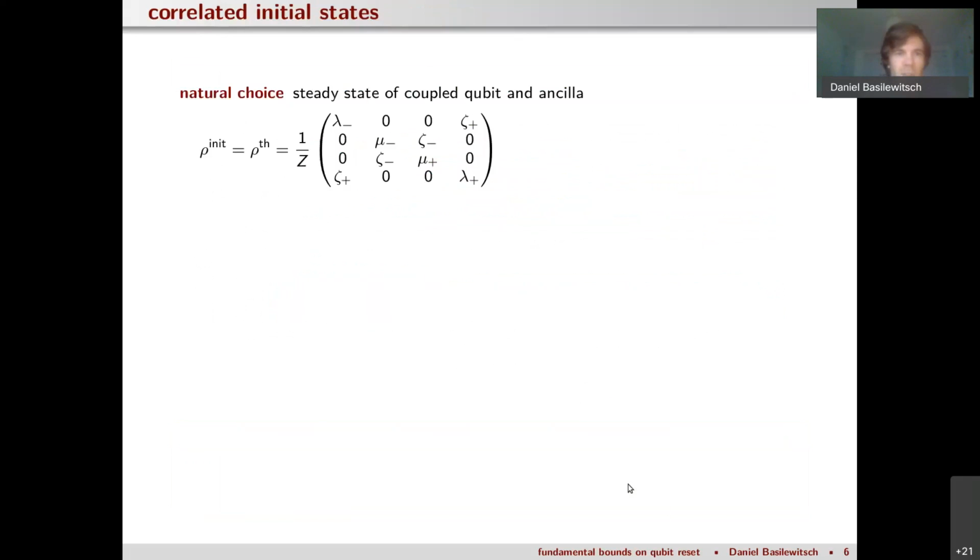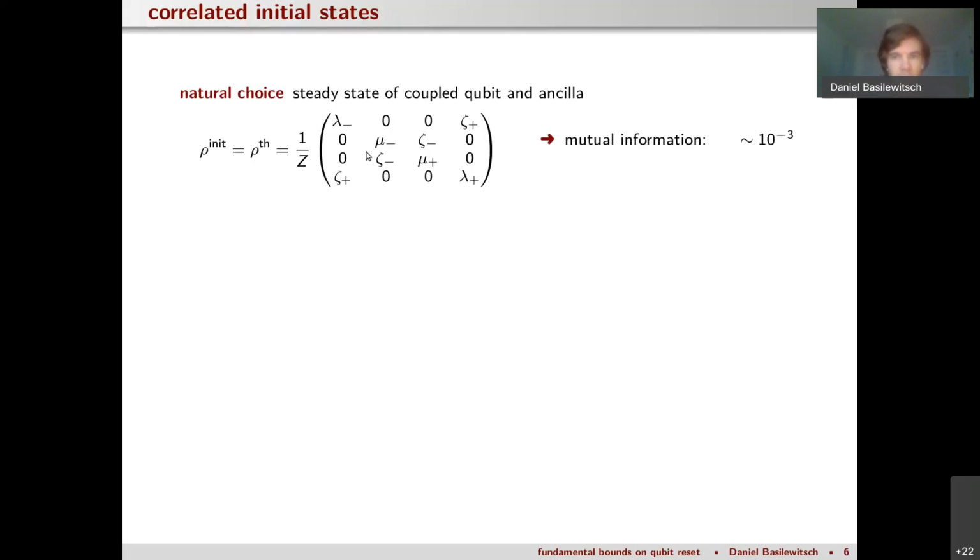But of course we were interested in correlated initial states, and a natural correlated initial state is the steady state of the coupled system of qubit and ancilla, and this has this structure. I'm not going to show you the details of these factors because they are rather long expressions, but the important thing is that the factorized initial state that I showed you before is a purely diagonal state, so it has no off-diagonal elements here. The correlations are created by these off-diagonal elements here.